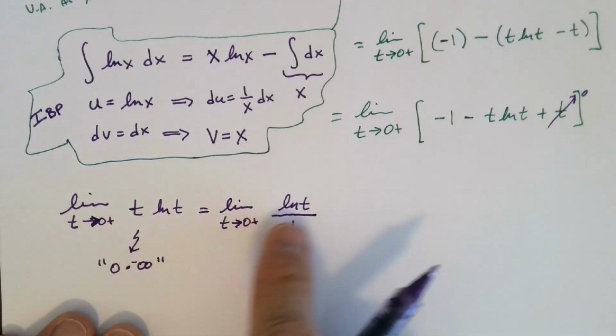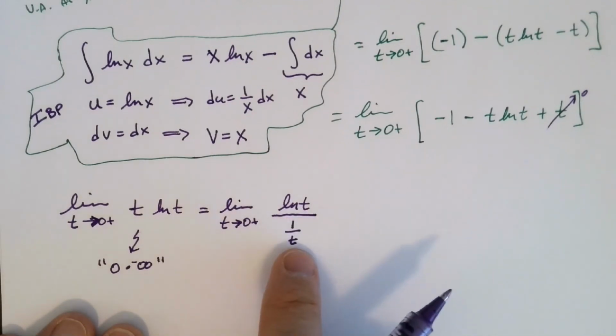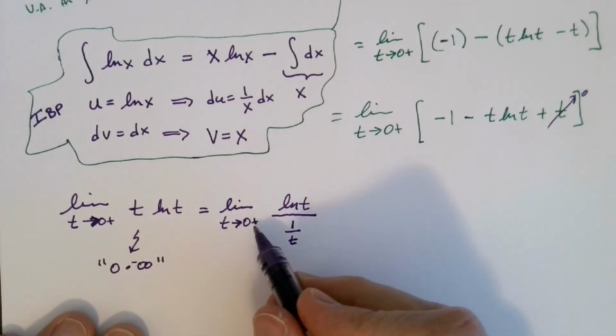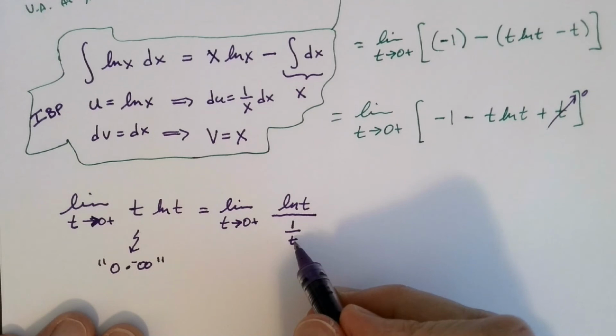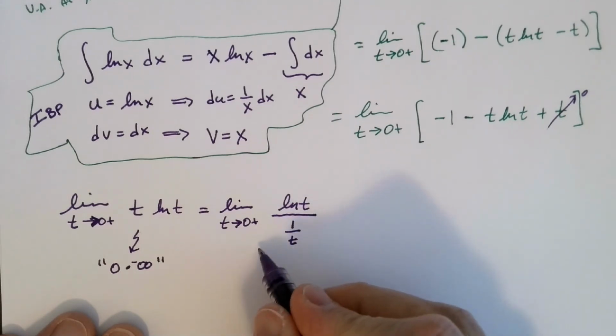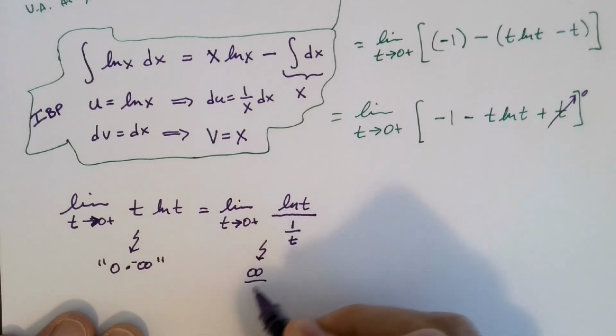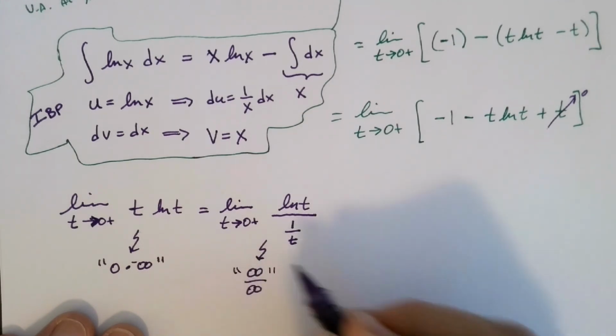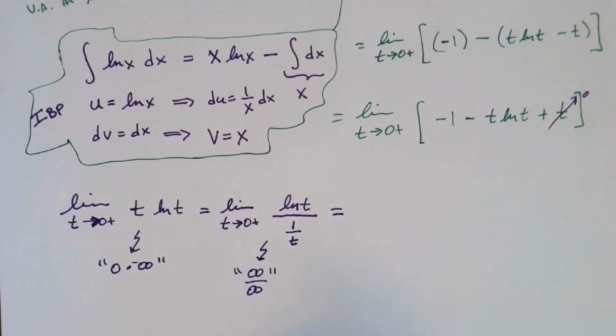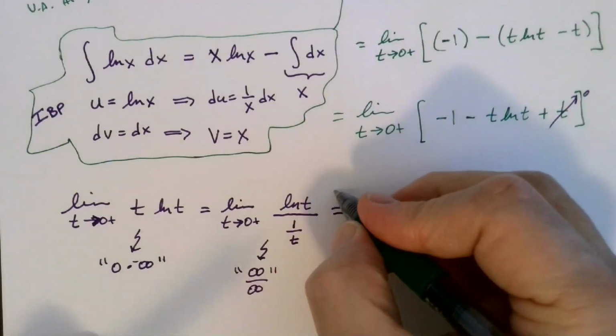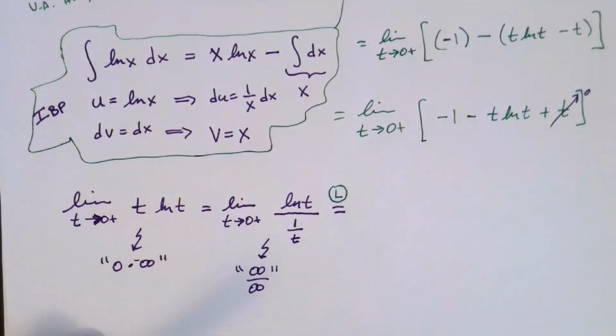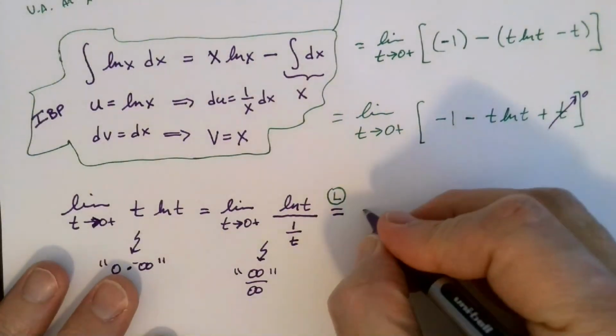But now what happens? The top is going to infinity. What's happening to the bottom? As t goes to 0, 1 over t also is going to infinity. It has a vertical asymptote at t equals 0. So now what's our form? Our form is infinity over infinity, and that's good, because now I can make use of L'Hopital's rule, right? So how does that work?